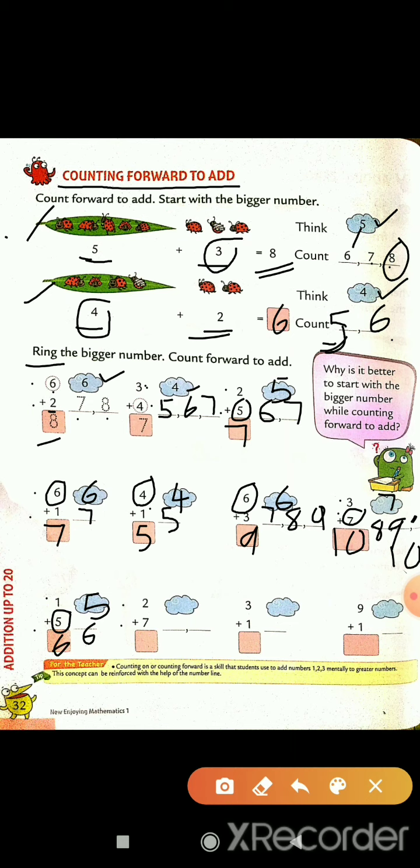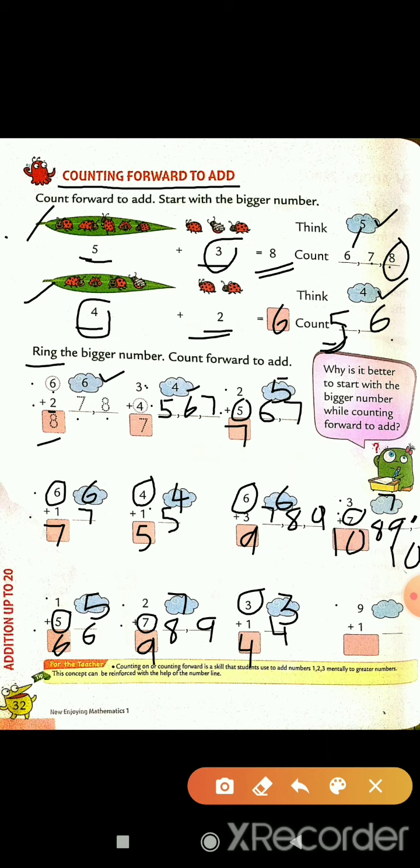Next, 2 plus 7. Bigger number is 7. Circle that. Write here 7. Then you have to add 2. So what comes after 7? 8 and then 9. So 2 plus 7 will be 9. Next, 3 plus 1. Which is the bigger number? 3. So write here 3. And then you have to add 1. What comes after 3? 4. So 3 plus 1 is equals to 4.